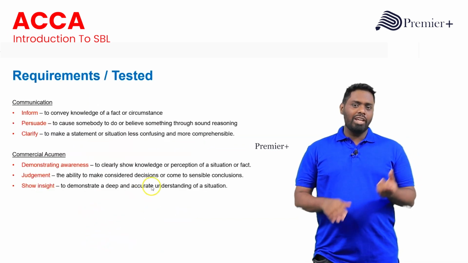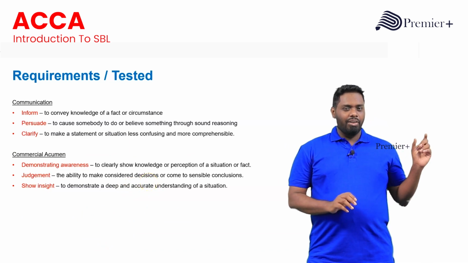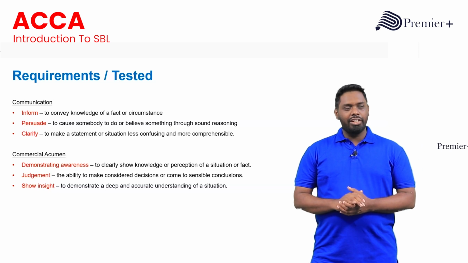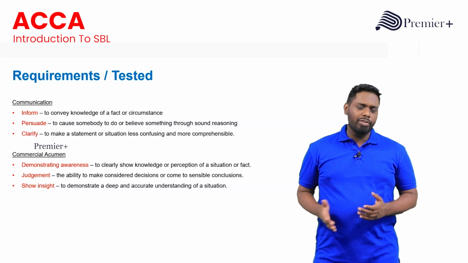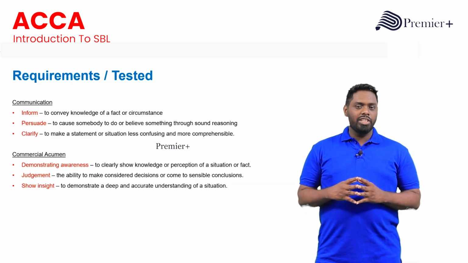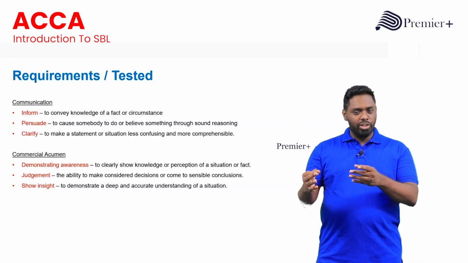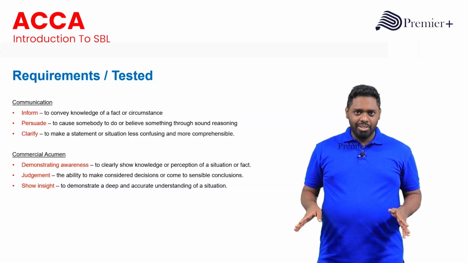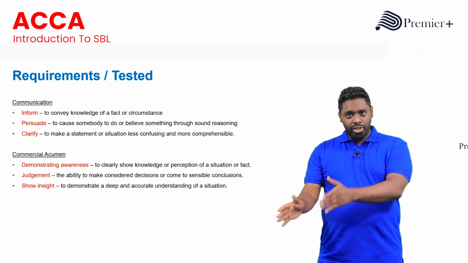Now, let's have a quick look at each of these skills. If you look at communication, we look at inform, persuade, and clarify. What is inform? To convey knowledge of a fact or circumstance. Okay. So obviously, we have to inform to a specific audience. You are communicating a fact. No need to go and further explain. Just say, this is what was decided, this is what you should do.